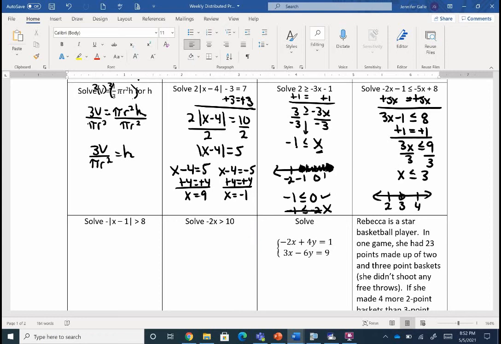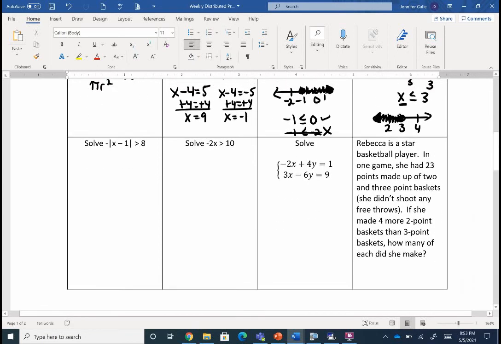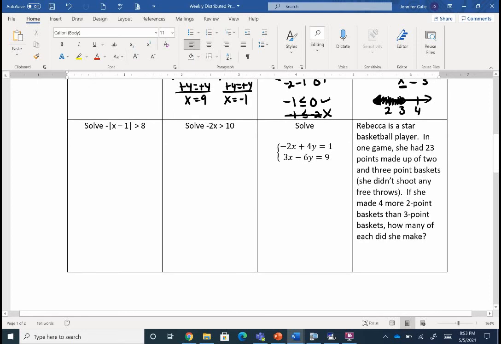We have an equal to again, so we have a closed circle on 3. I need numbers that will make the inequality true. So I need values that are less than 3. Those are going to be values like 2, 1, 0, and anything negative. So that completes our second row. Our third and final row on the front side of our sheet, we're going to start by solving an absolute value inequality.